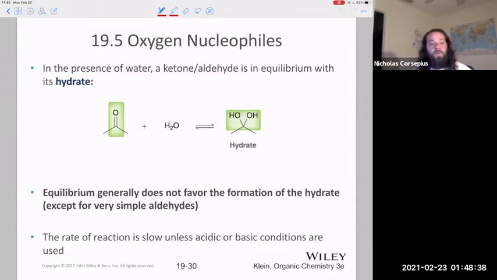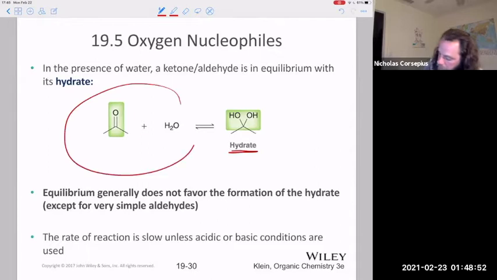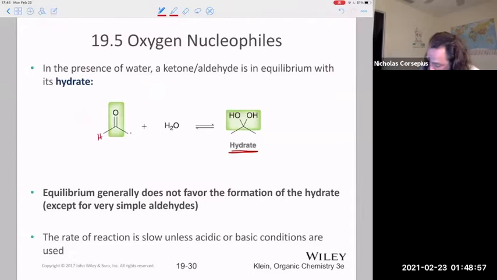Ketones and aldehydes in water are always in equilibrium with the hydrate, which notice is just two alcohol groups onto the same carbon. Generally speaking, this equilibrium almost always favors the reactant side, unless you're talking about formaldehyde or maybe acetaldehyde or something like that. But anything larger than acetaldehyde, anything where there's more than one carbon on this one side, is not going to favor the hydrate.